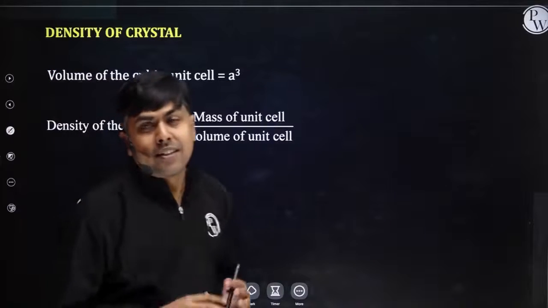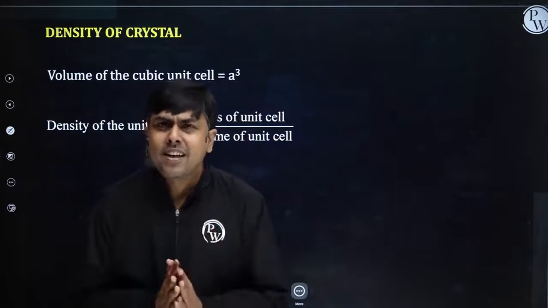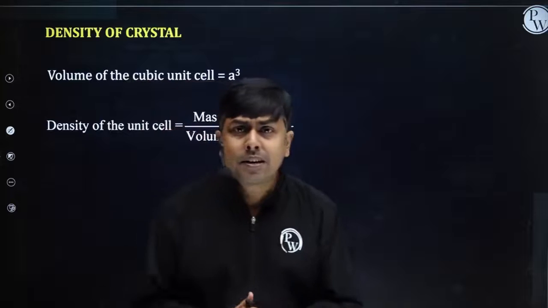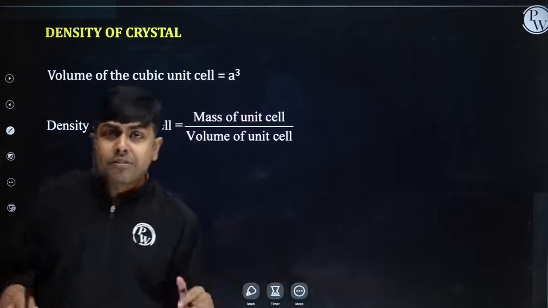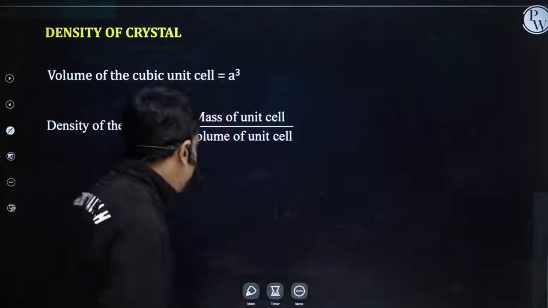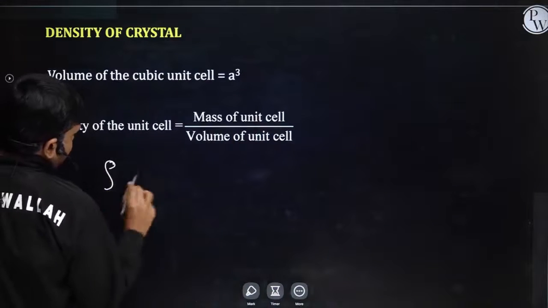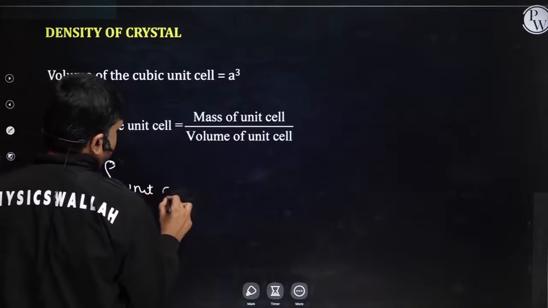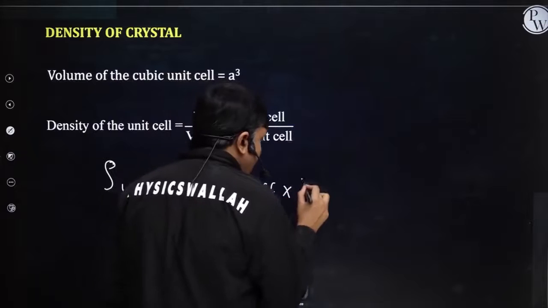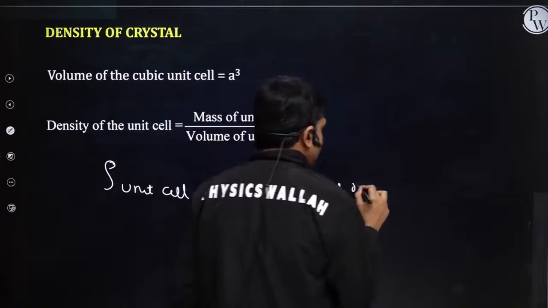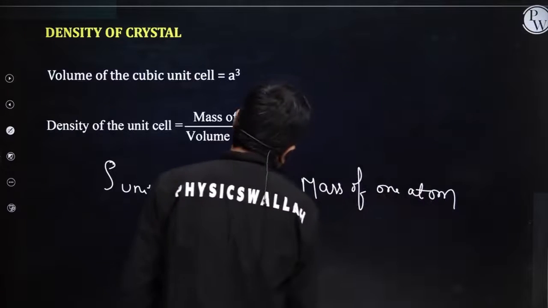Students, moving ahead, the next parameter which we have to study is the calculation of density. How do we calculate density? Density is nothing but mass upon volume. Okay, now let's calculate the density of different types of unit cell we have studied. Let me first of all give you a general formula for the calculation of density of unit cell. Density of unit cell is Z effective into mass of one atom upon volume of unit cell.